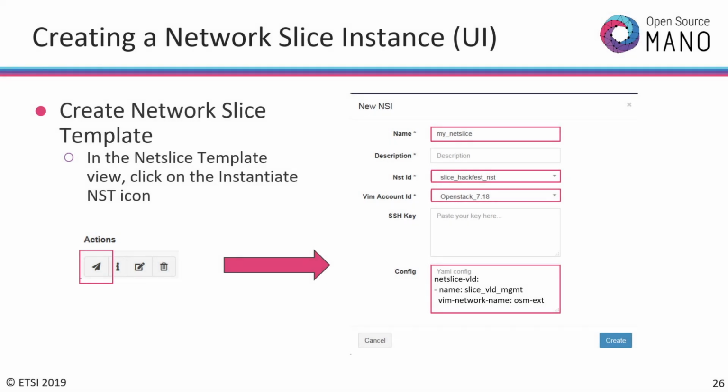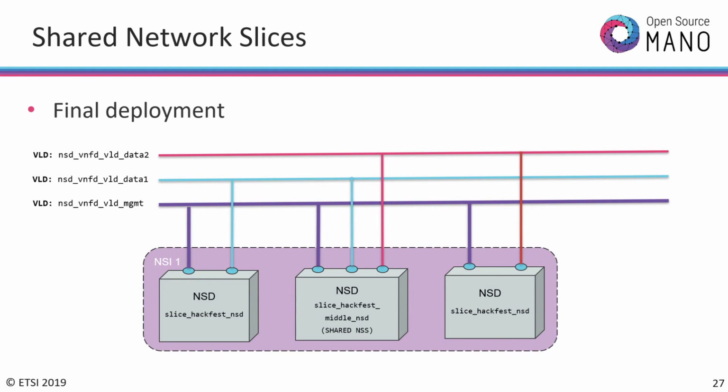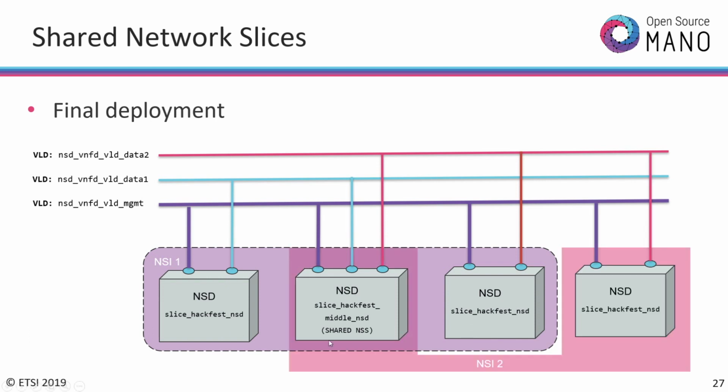In the meantime, let's analyze what will happen. So we have the network slice instance 1 with 3 network slice subnets, and since the slice Hackfest middle is shared, when we instantiate the second network slice instance, what will happen is it will reuse the middle NSD, and then it will create only one network slice subnet instance, that is the slice Hackfest NSD. So let's check what is happening.